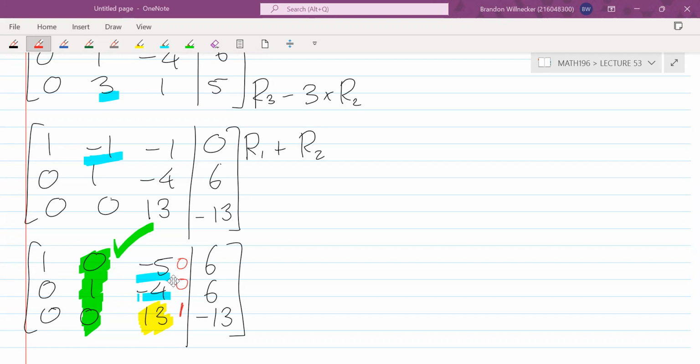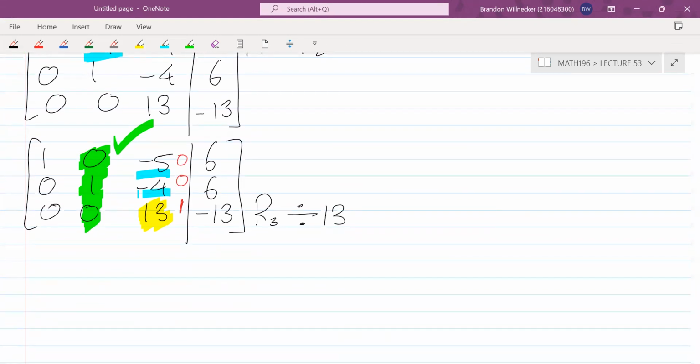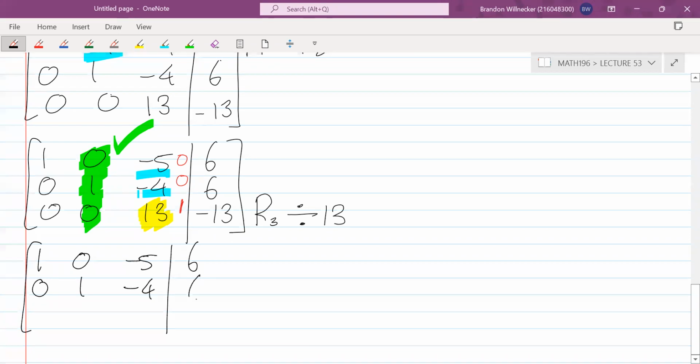Okay, so how do we get the 13 to become a 1? We can take row 3 and divide it by 13. Okay, then that will make it a 1, which is what we wanted. So let's do that. The first two rows, they stay the same. We haven't done anything to them. So we're going to get 1, 0, minus 5, 6, 0, 1, minus 4, and 6, 0, 0, 13 divided by 13, that's 1. Minus 13 divided by 13, that's minus 1.